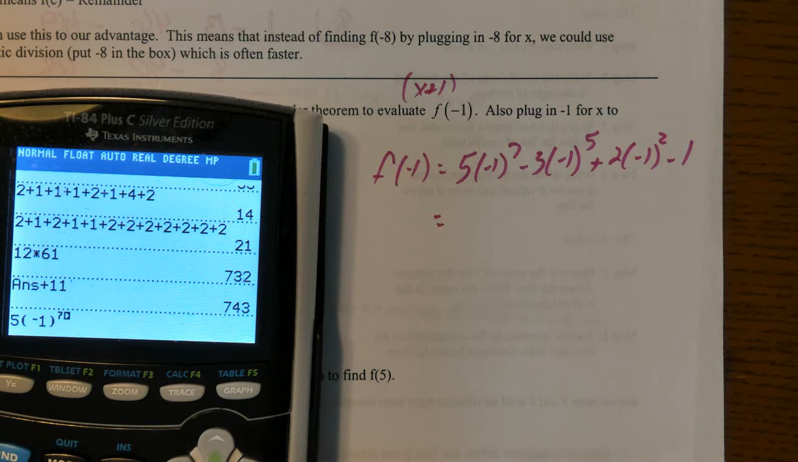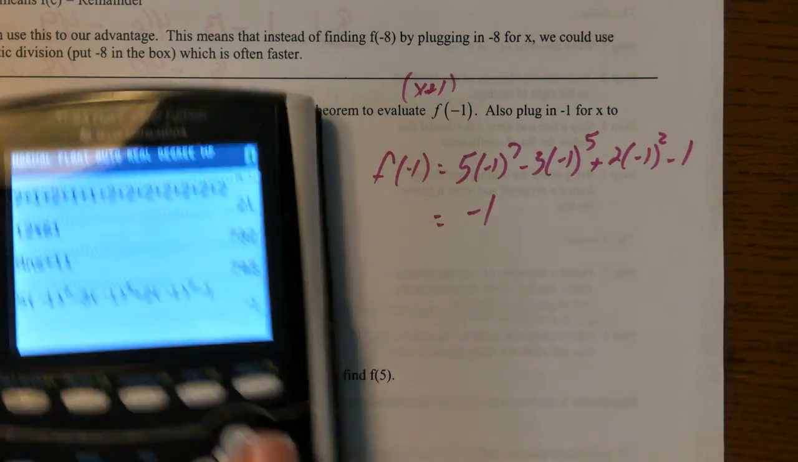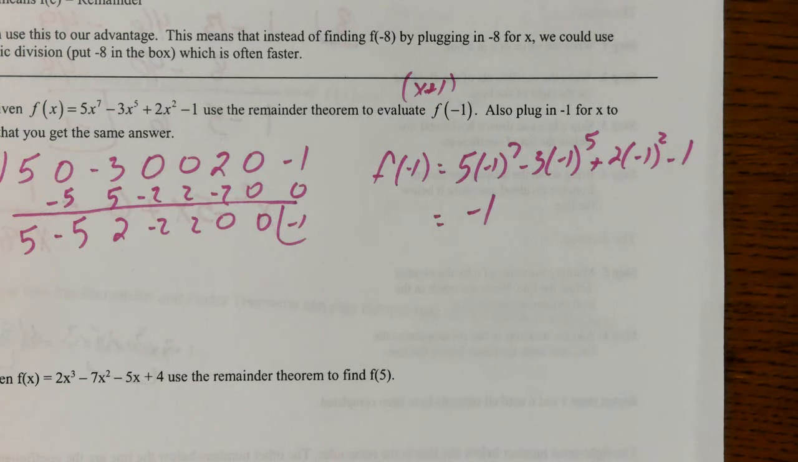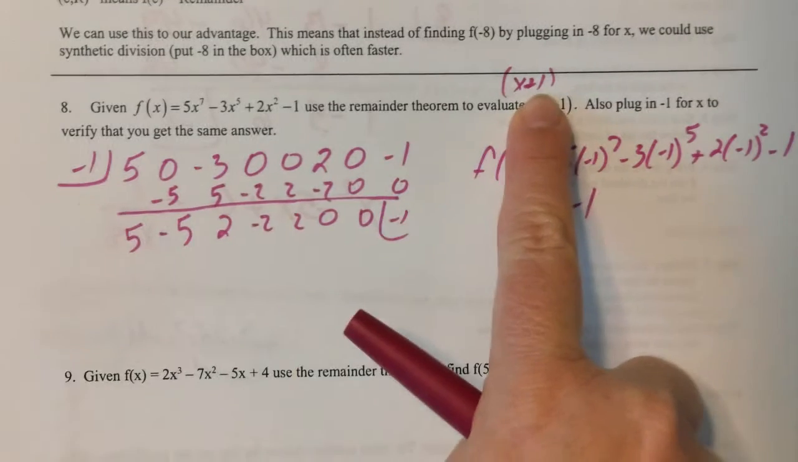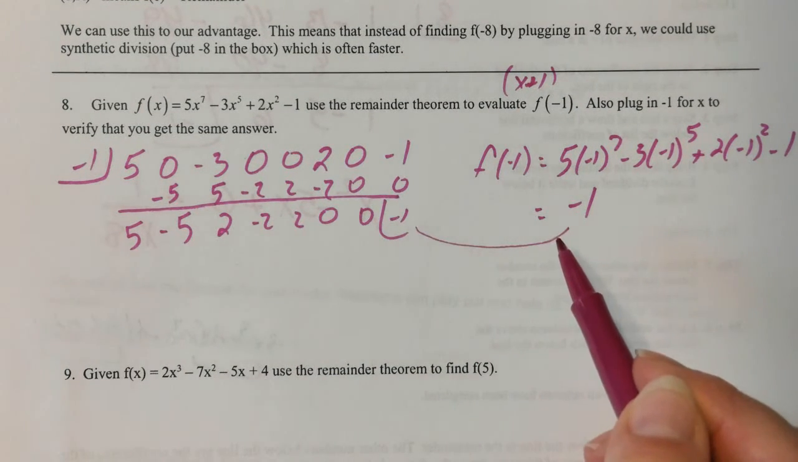5 times negative 1 to the 7th minus 3 times negative 1 to the 5th plus 2 times negative 1 to the 2nd minus 1. Sure enough, that works out to be negative 1. So plugging in negative 1 is the same thing as if I had divided by x plus 1. Remember, dividing by x plus 1 means you put a negative 1 in the box. That remainder is the same. Okay?